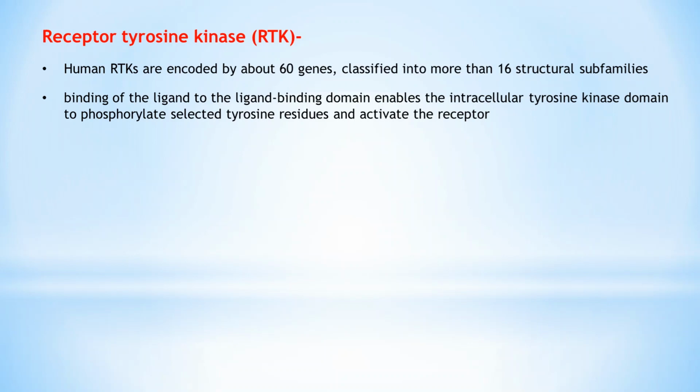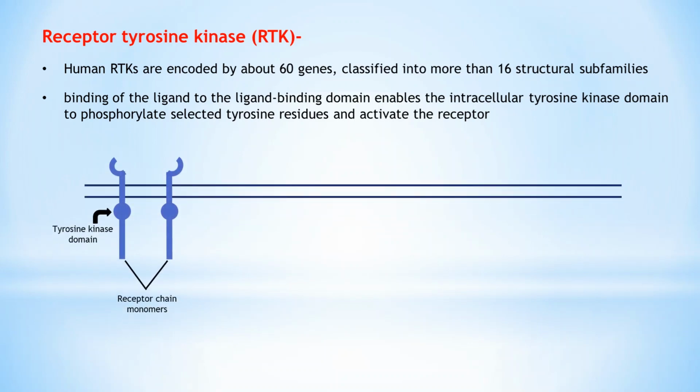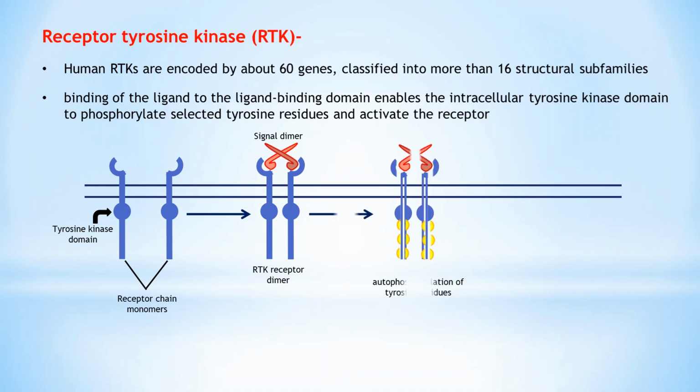Ligand binding causes the receptor chains to dimerize, bringing the kinase domains of two receptor chains together so that the two chains can cross phosphorylate each other on multiple tyrosine residues. This process is referred to as trans-autophosphorylation. This results in the activation of the receptor. The phosphorylation of tyrosines within the kinase domain increases the kinase activity of the enzyme.